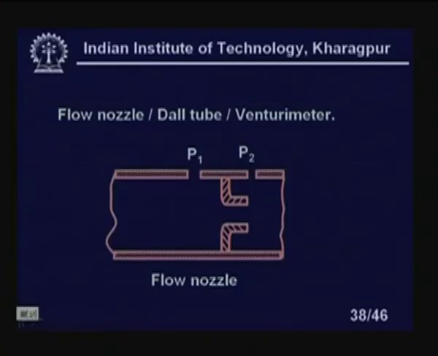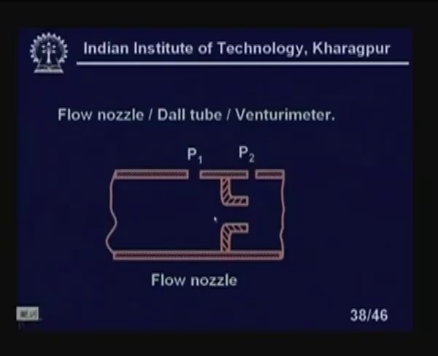Now, next type of flow meters, already we have discussed the orifice meter. The next types of flow meters are the flow nozzle, dall tube, and venturi meter. These are basically the same as the orifice meter, all depending on differential pressure measurements. We will discuss flow nozzle and dall tube one by one, then venturi meters in more detail, because that is widely used for large flow measurements, large quantities of volumetric flow rate.